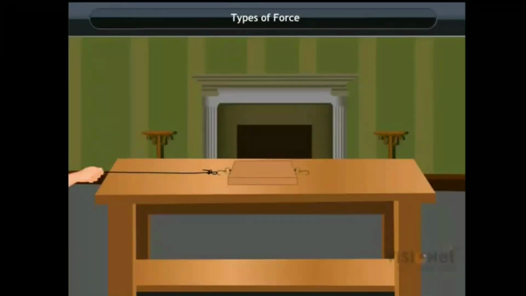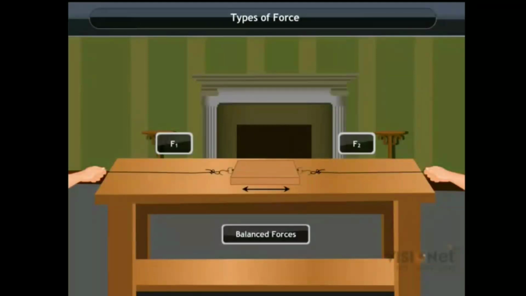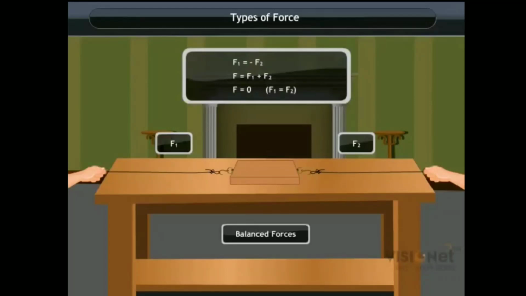Take a wooden block on a horizontal table. If we apply a force by pulling the string X, the block begins to move to the right. Similarly, if we pull the string Y, the block moves to the left. But if the block is pulled from both sides with equal forces, the block will not move. Such forces are called balanced forces. Balanced forces do not change the state of rest or motion of an object. Thus, the net force is zero.